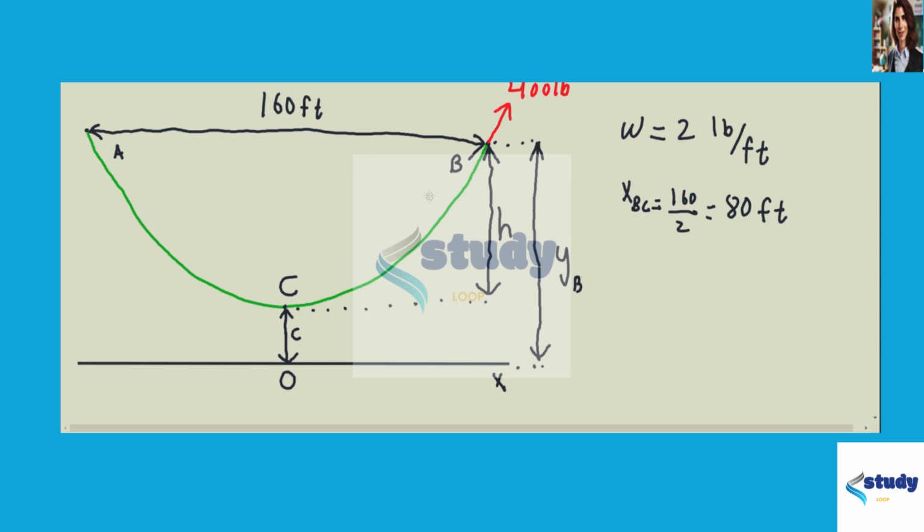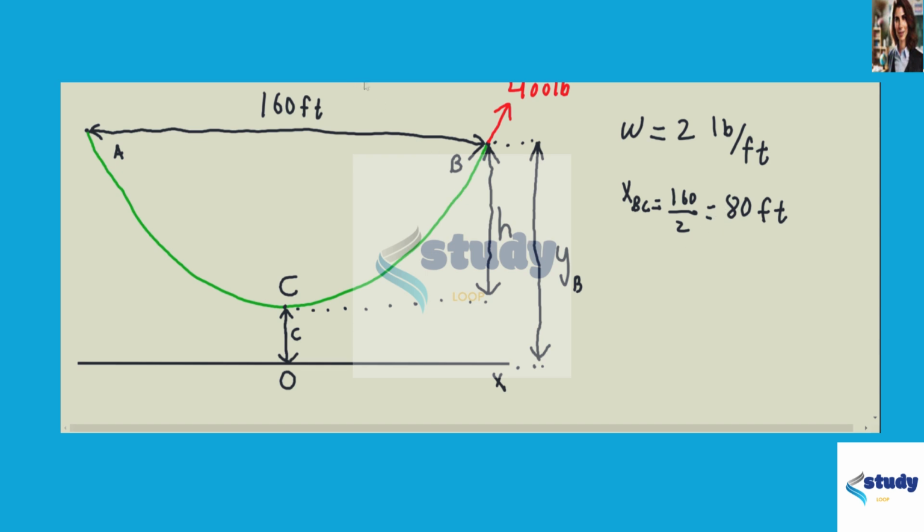We need to find the sag of this cable from point A to point B due to the maximum allowed tension of 400 pounds on this cable. So we're essentially trying to find what this value of H is here whenever there is a tension of 400 pounds on this cable. And we're given that the weight per unit length of the cable is 2 pounds per feet. And we can also find the length from point B to point C in the x direction by using the given length of 160, dividing it by 2, and getting a length of 80 feet.